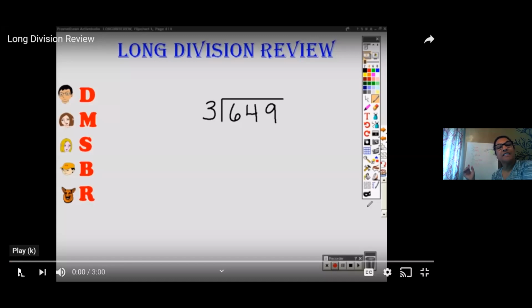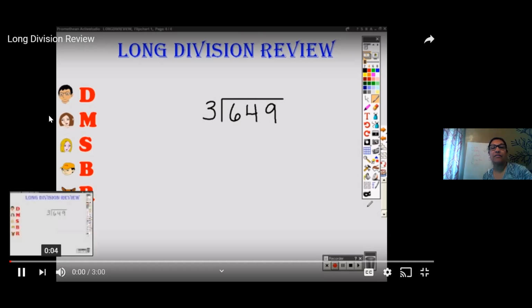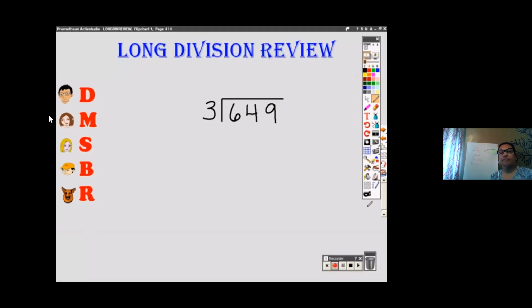Remember that we always did dad, mom, sister, brother, and rover. So I'm going to just show you one of the ones that we have. Have you ever come across a problem like this and wondered, what in the world is this problem asking me to do? Well, now it's time for long division review.